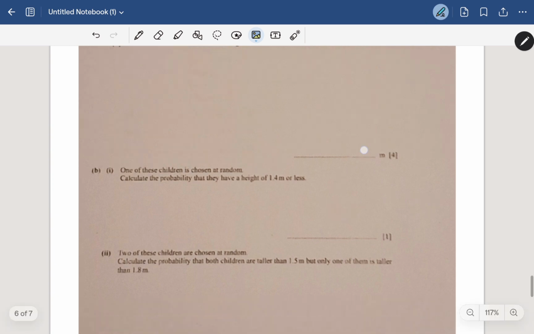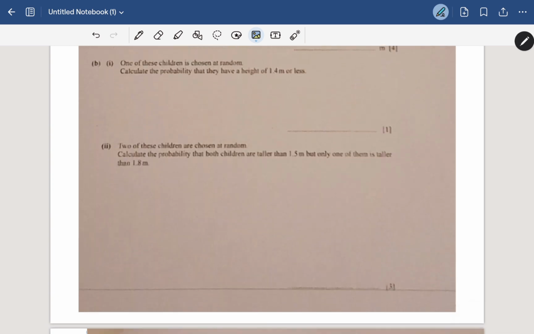Now we move on down. This is a nice question, even though it's a bit confusing, but let's explain it. Now, very simply, you're choosing two children, child 1 and child 2. Alright? So the first child can either be taller than 1.5 and not taller. And the second child can be taller than 1.5 but not taller than 1.8.